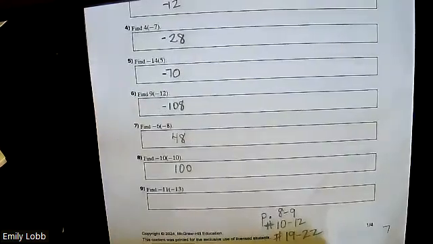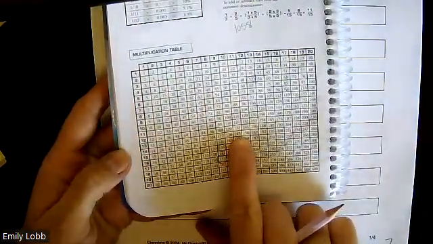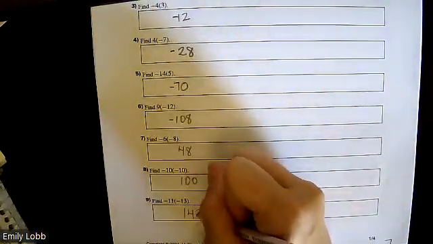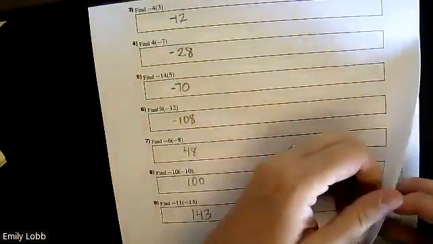11 times 13 is 143. And again, it's positive because our signs are the same. All right, some of you were like, oh, once you got to page 8, there were 3 numbers. You can still do this, I promise.